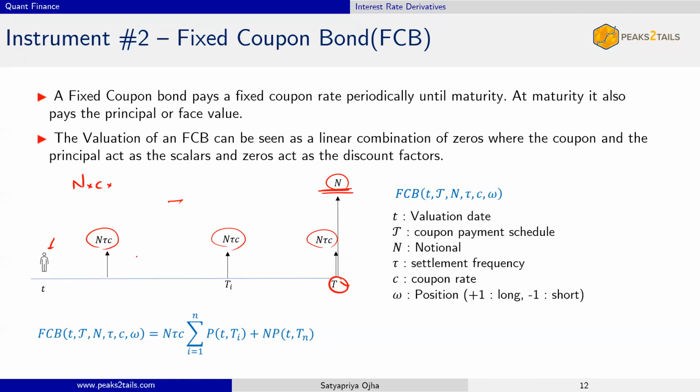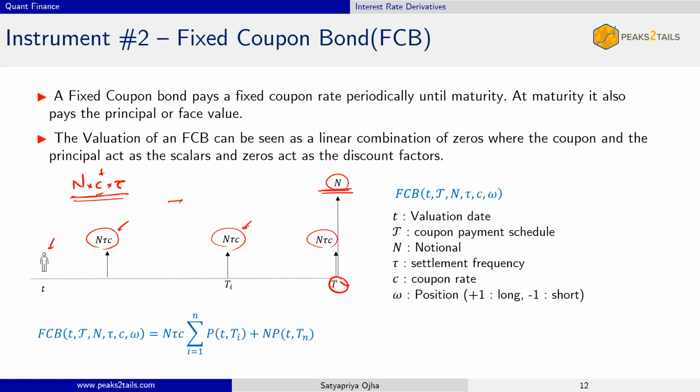And what is the settlement frequency or coupon payment frequency? So let's say every quarter. Remember, all rates are always per annum. So coupon rate 5% is per annum 5%. But if you are paying it quarterly, then you need to multiply by the year fraction for 1 quarter, which is 0.25. So that year fraction I'm taking as tau. So this is the coupon payment you'll get every period.